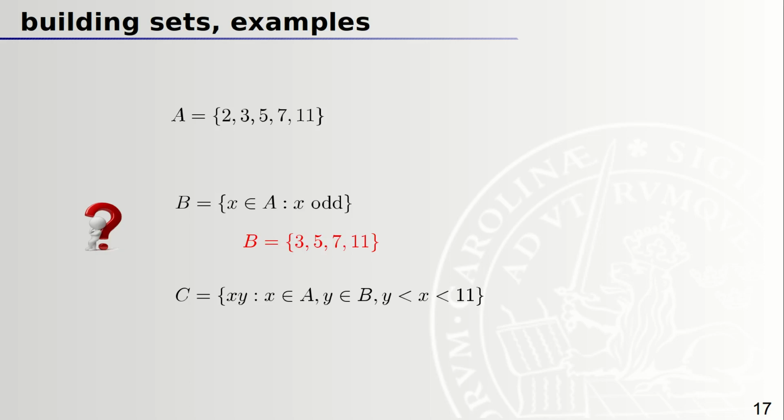B simply becomes A without the 2, and C can be computed by trying all the combinations of values for x from A and y from B that satisfy the chain inequality y less than x less than 11.